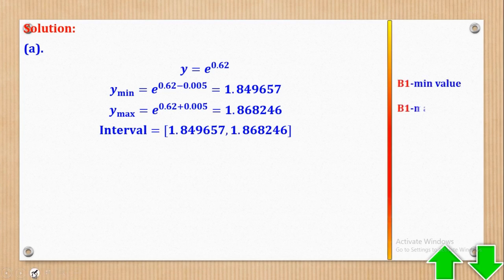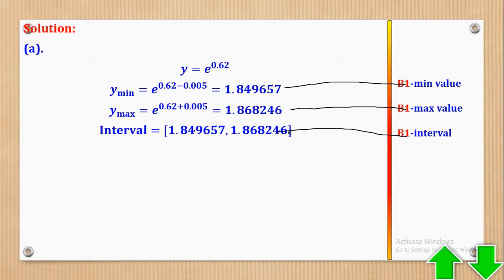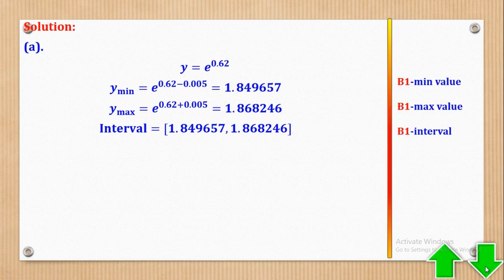Before we go to the next slide, let's see how much can be awarded for this: marks for the minimum value, the maximum value, and lastly for stating the interval. So now we shall go to part B, where they wanted you to derive.